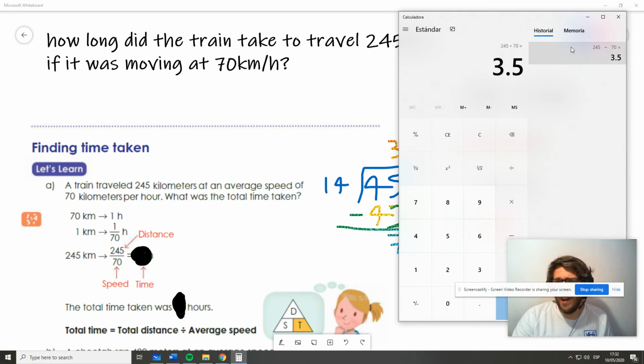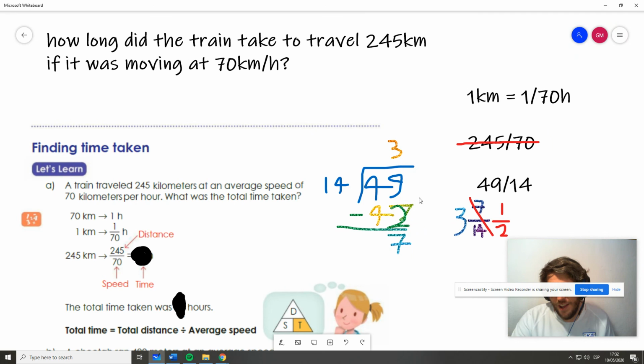Now, if you wanted to, you could also just go, oh, well, what's 245 kilometers divided by 70? Oh, it's 3.5. I mean, you could do that, but turning it into fractions and then simplifying the fractions and then turning the fractions into a mixed number is much more fun. I think we all agree.